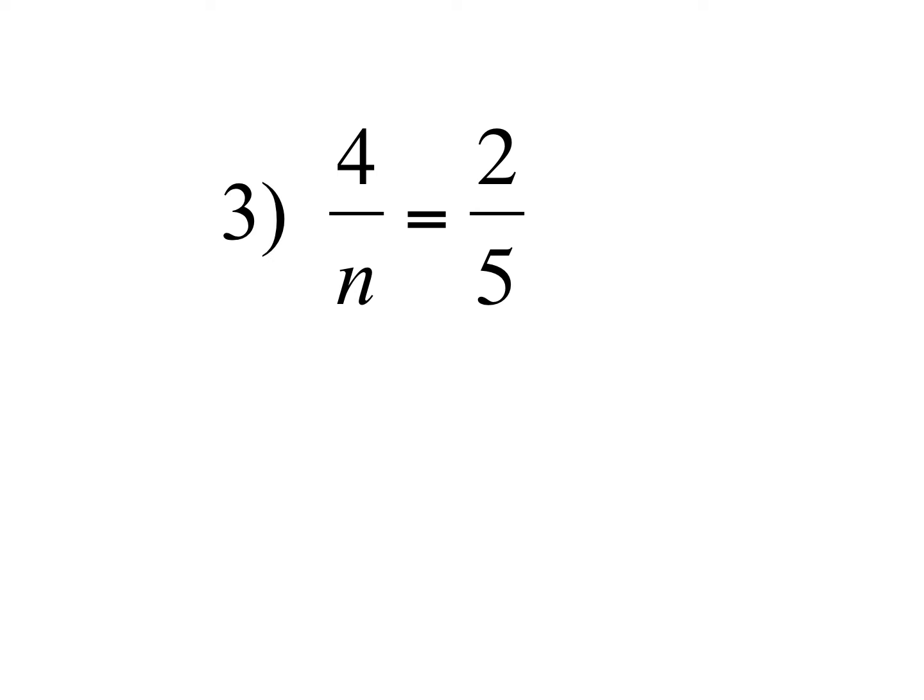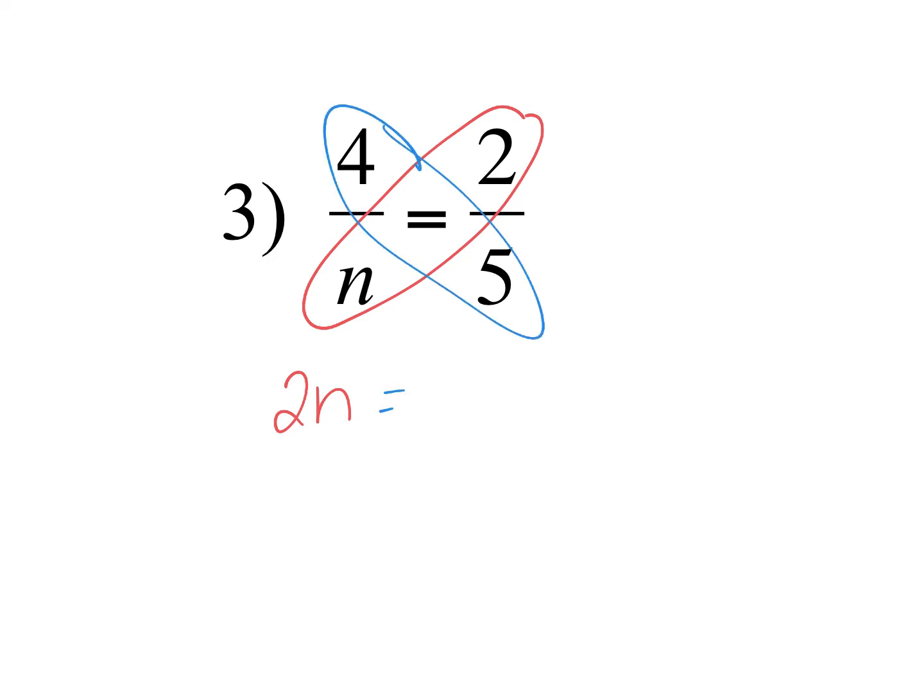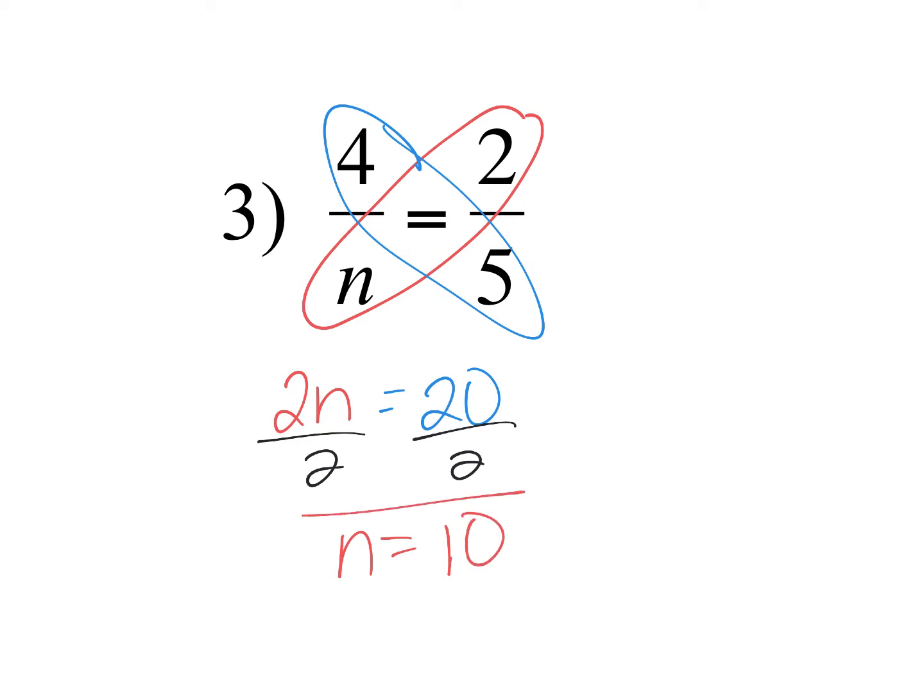Okay, another one. 4 over n equals 2 over 5, so we need to cross multiply. I've also heard it called the butterfly method. I don't know if that's just what my classes last year came up with, but 2 times n gives me 2n, and then 4 times 5 gives me 20. Divide both sides by 2, n equals 10.